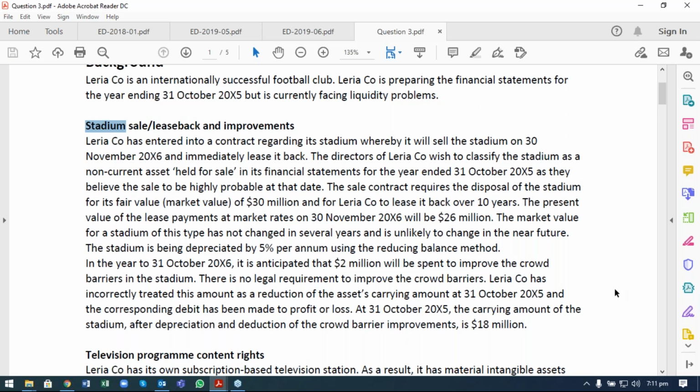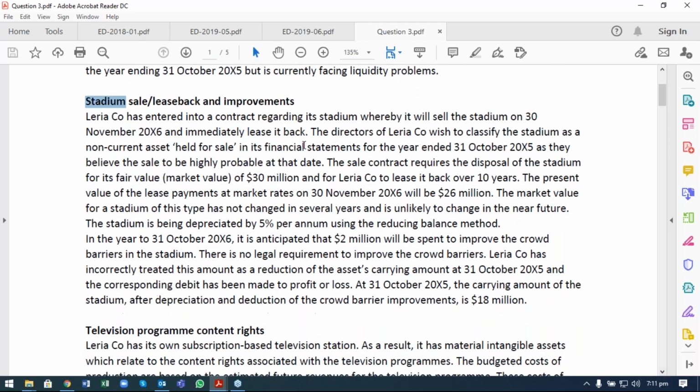So this is the whole information provided about the stadium which the Leria company is looking to sell and lease back for a number of years to use within the business. As the company is facing liquidity problems, that's the only reason the company has put its stadium up for sale and lease back, in order to release a few of the funds so that the company can improve its liquidity situation.